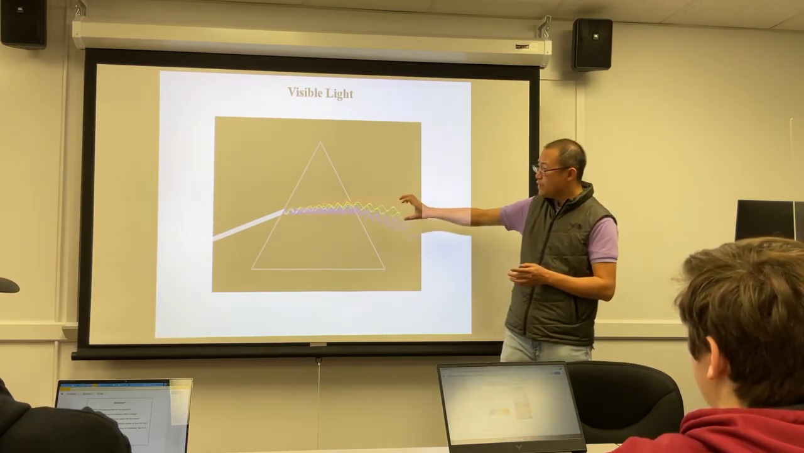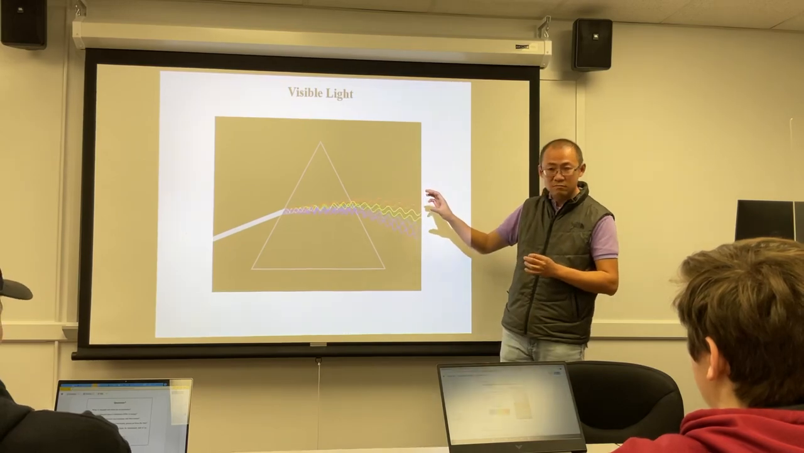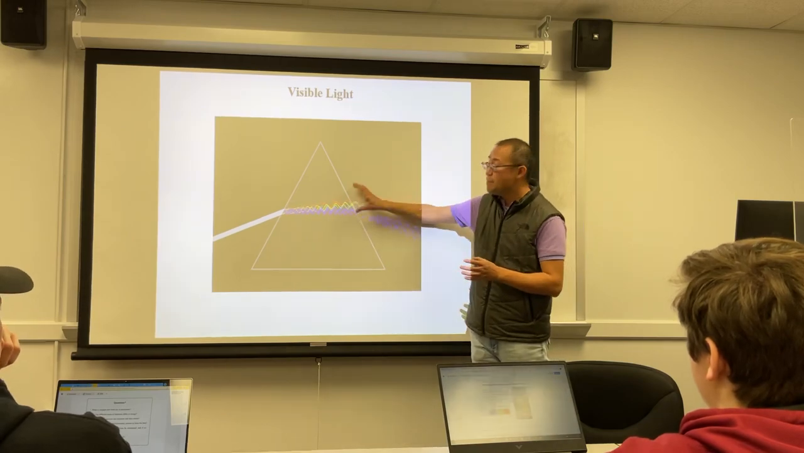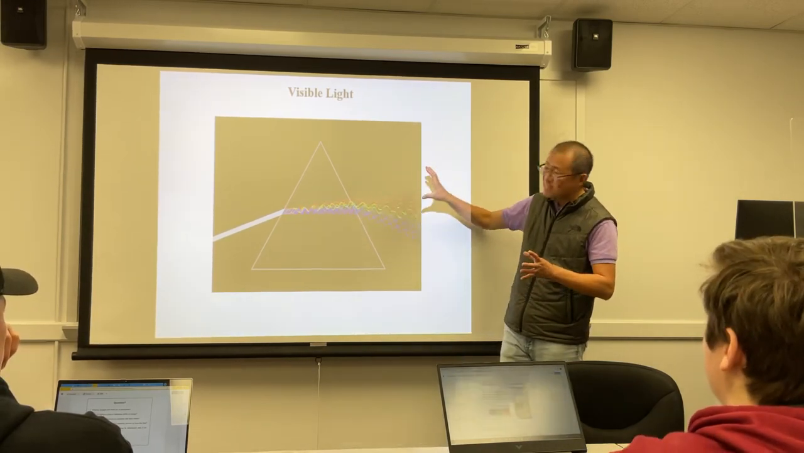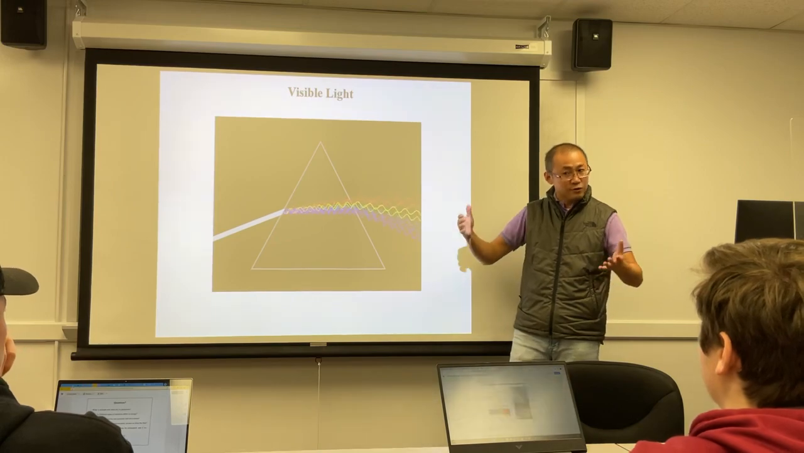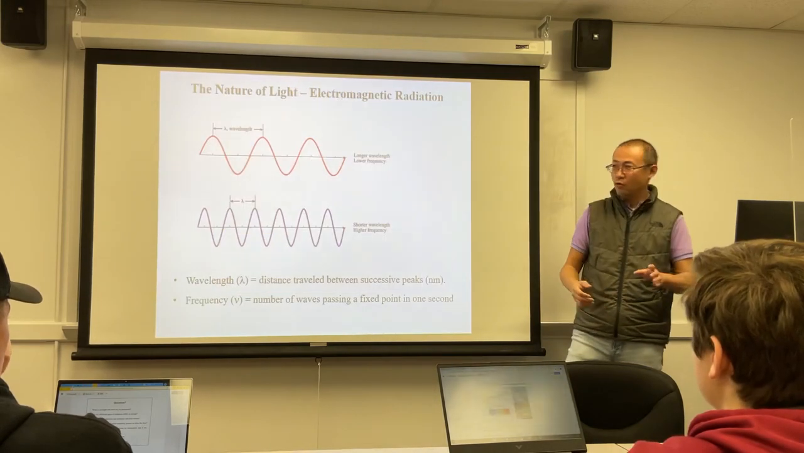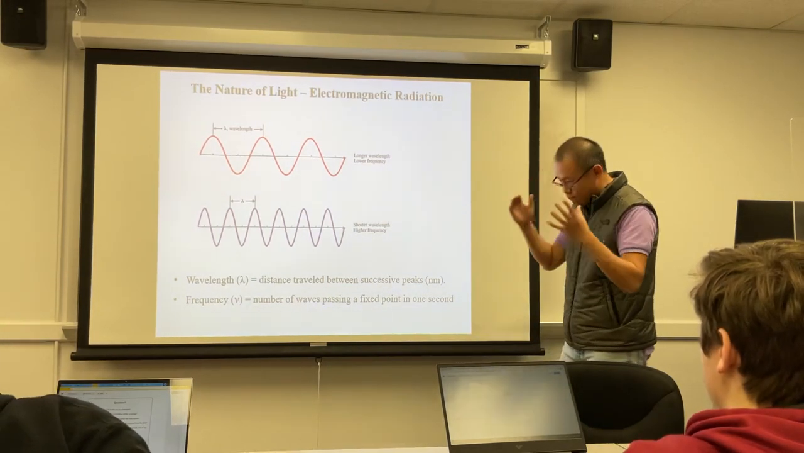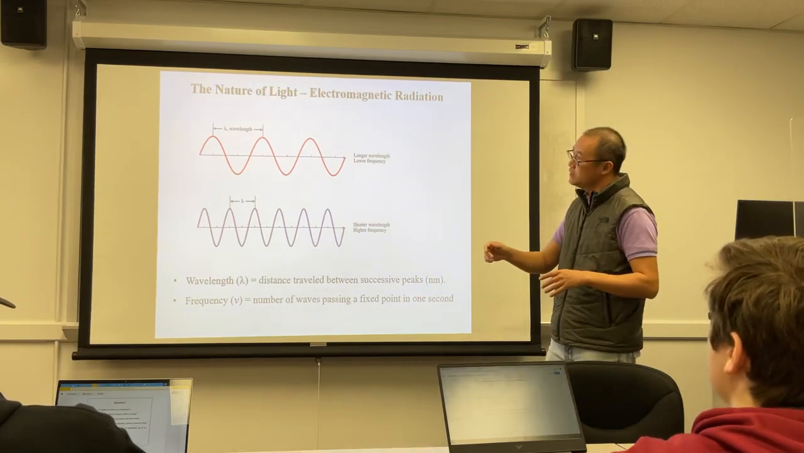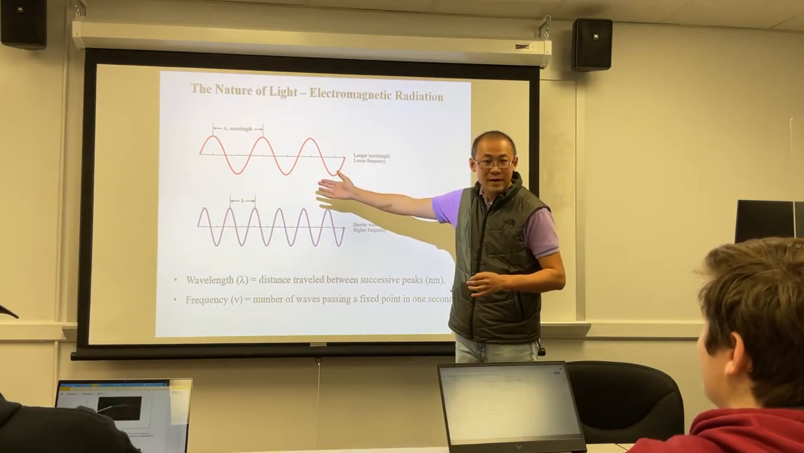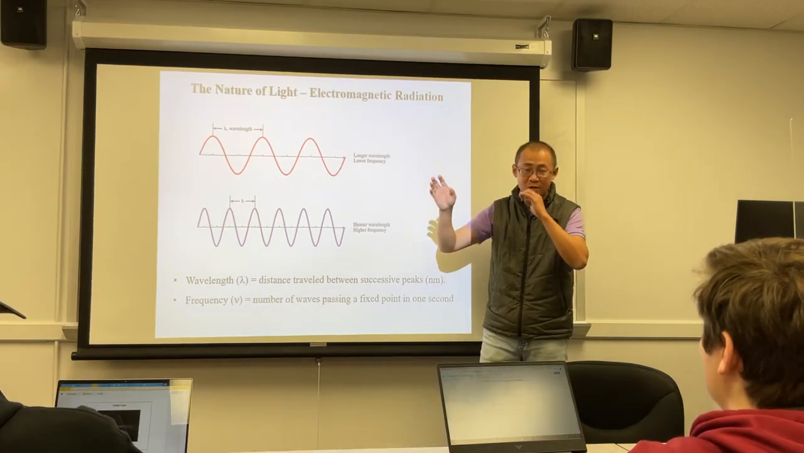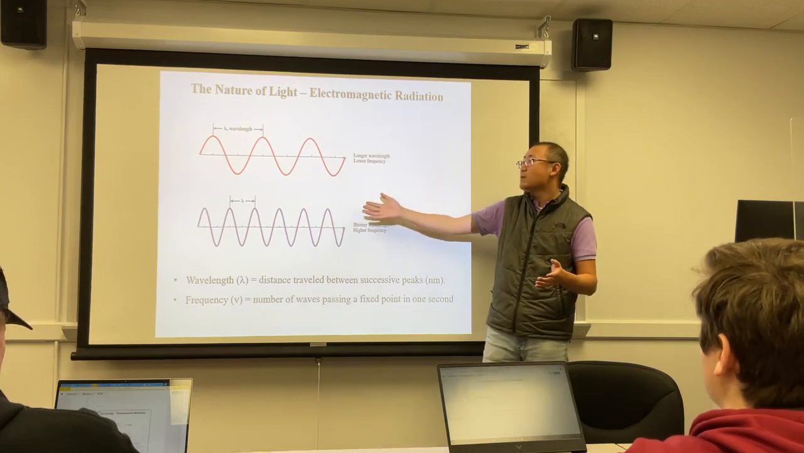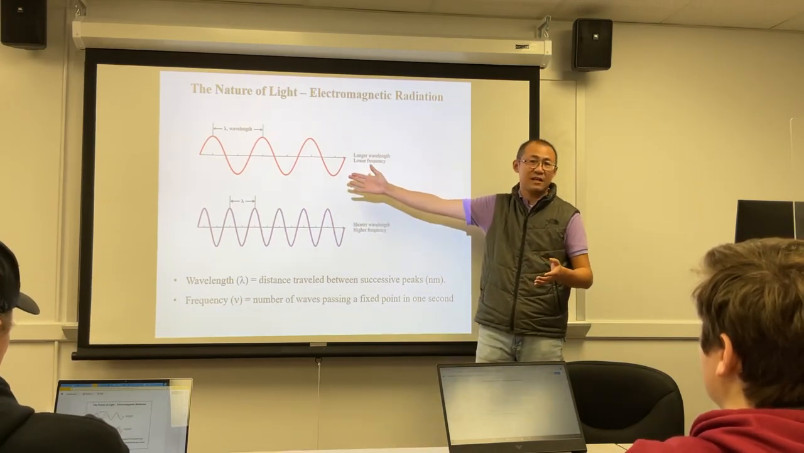Now, we know this part is called visible and has seven colors, but why can this device separate these seven colors? How are these seven colors different? In order to answer the question, we need to take a look at the nature of light. We said light is what? Radiation waves. So what is a wave? A wave is something looking like this, right? Imagine you threw a stone into a quiet lake. What do you see? Water waves. Very similar. Light waves look just like this.